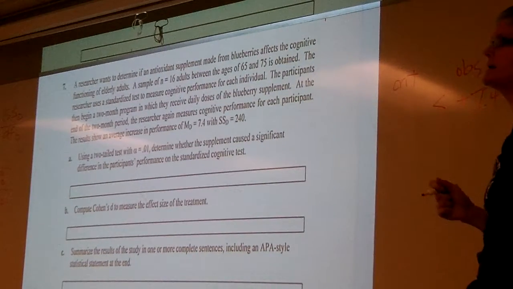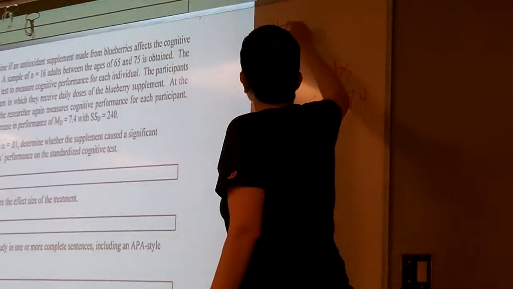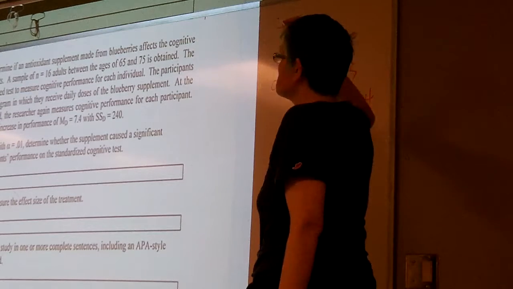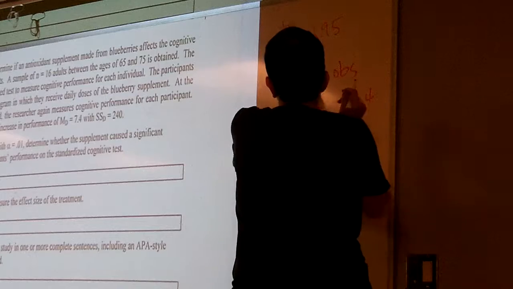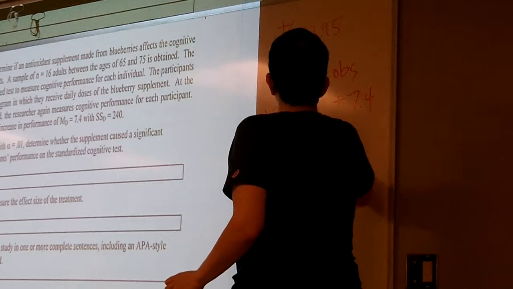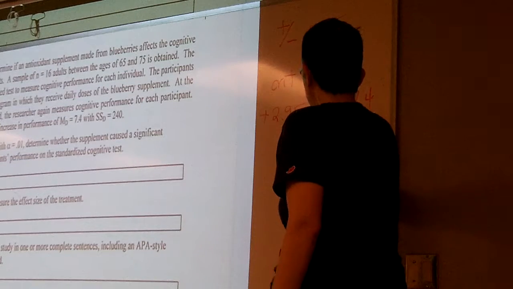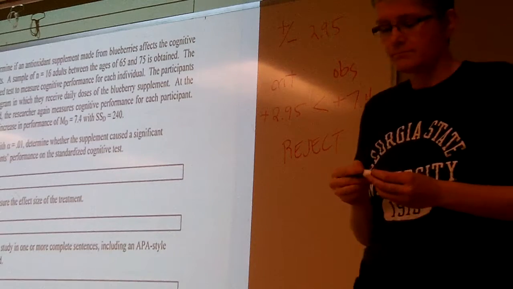Okay, what is my critical value? Two-tailed test? 2.95. Okay, so the one that matters here is going to be my positive value. And that's looking pretty significant to me. I'm going to reject the null hypothesis.